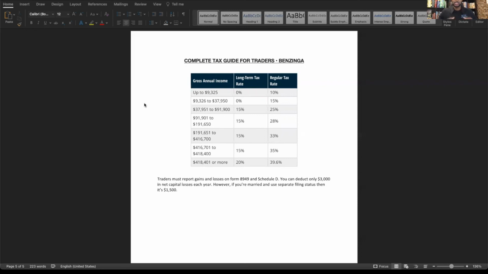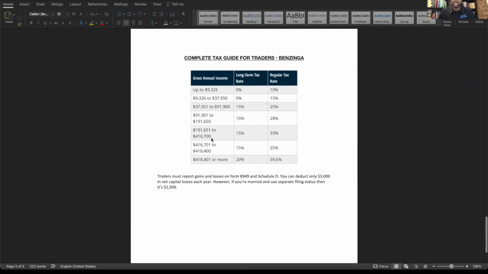But just to keep it simple, right? People have questions about taxes and how do I manage my tax situation when I'm trading. To keep it simple, these are the tax brackets, right? So now you are looking at a situation where your gross annual income on this side, whatever your gross annual income is, just look at this regular tax rate, right? So long-term tax rate is for individuals who aren't necessarily trading, where they're investing for the long term and they plan on holding these trades for longer than 120 days or whatever the cap is.